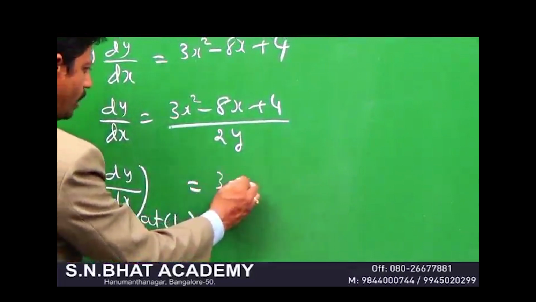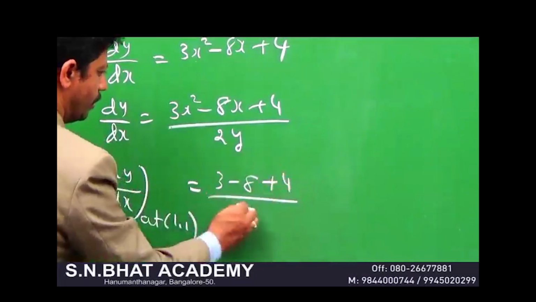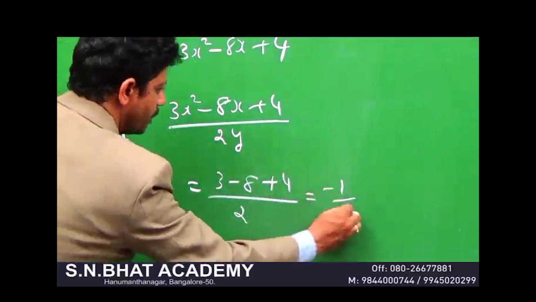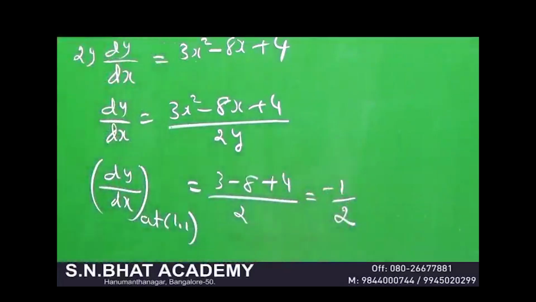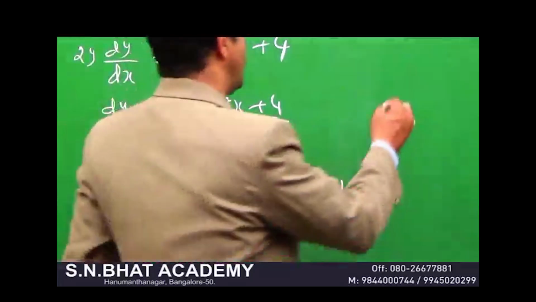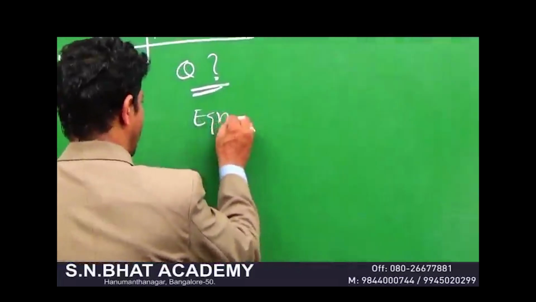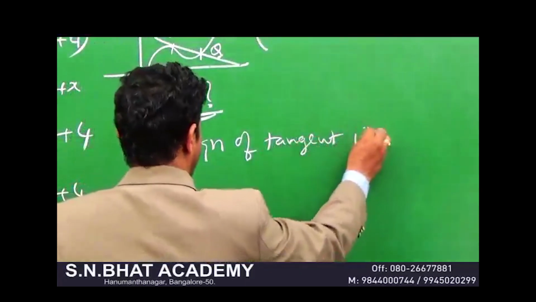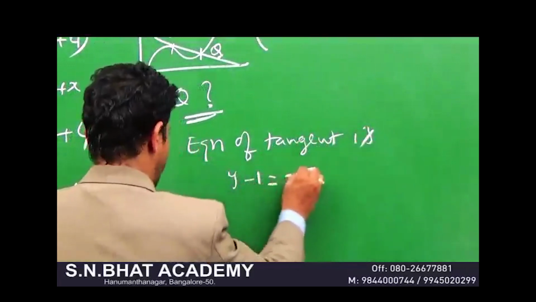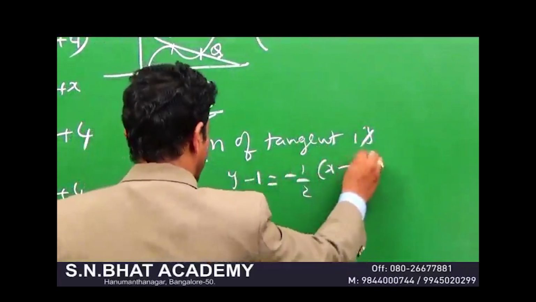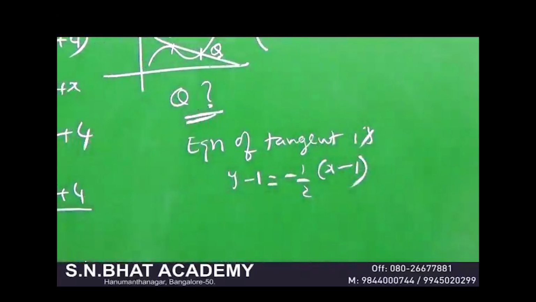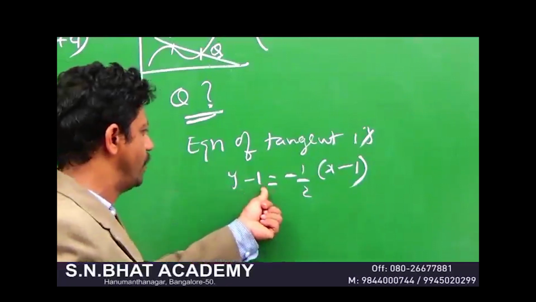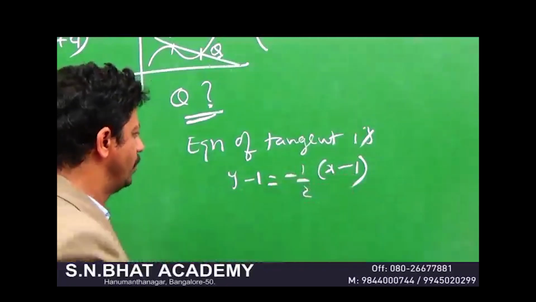If you substitute 1, 1, you get minus half. This is the slope of the tangent. Now the equation of the tangent is y minus 1 is equal to minus half into x minus 1, because the equation of the tangent is y minus y1 is equal to dy by dx into x minus x1. Using that formula, the equation of the tangent is y minus 1 is equal to minus half into x minus 1.